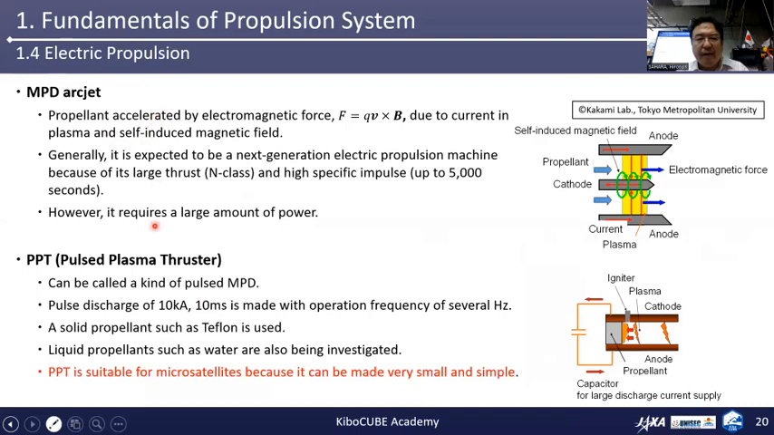MPD ArcJet and PPT are electromagnetic acceleration type electric propulsion. MPD ArcJet in particular can achieve extremely high specific impulse, but it also requires a large amount of power. PPT is particularly suitable for microsatellites because it can be compacted by using a solid propellant such as Teflon and has a specific impulse of a few hundred to a thousand seconds with a small impulse peak.